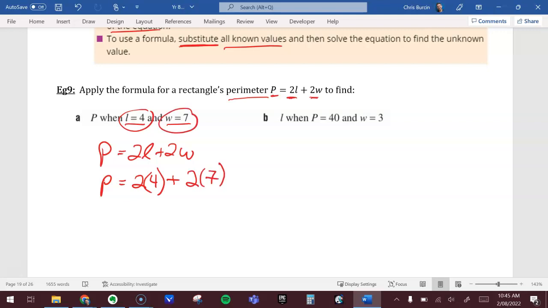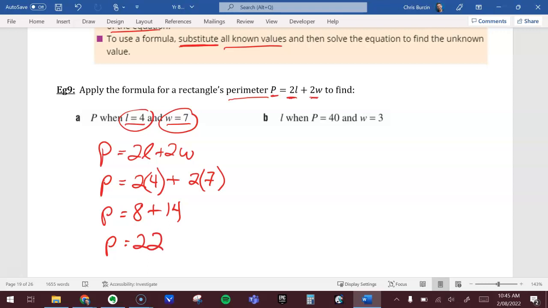Now remember, it's better to write this than it is to write this, because as we get into algebra, this is correct, but is that an X? Or is that a multiplication sign? We have no issues when we know that we have brackets next to it, so we'll use the brackets. And then working that out, 4 times 2 is 8, 7 times 2 is 14, therefore the perimeter is now known, after we've substituted those values, to be 22.